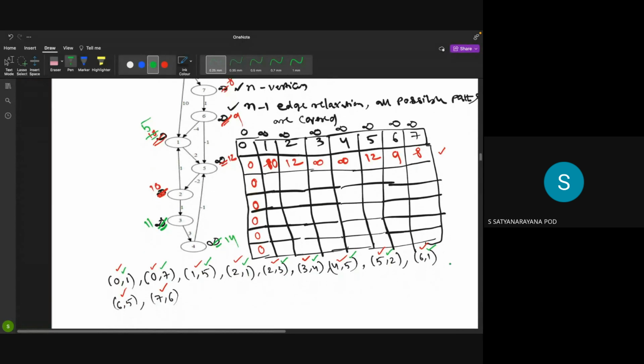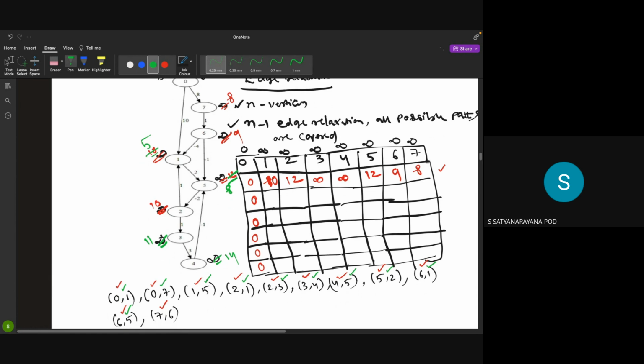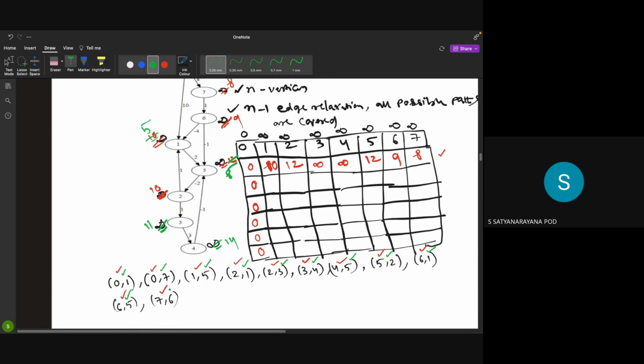And now two more edges are the 6 to 5. So the 6 to 5, it's already 9. So here it is minus 1. Here also interesting thing happens. Through that minus 1, it's 8. It's a better value than 12. 6 to 5, so this is done. Now 7 to 6. 7 to 6 is that 8 plus 1, 9. 9 is same value. It's a better value. So we don't update it.